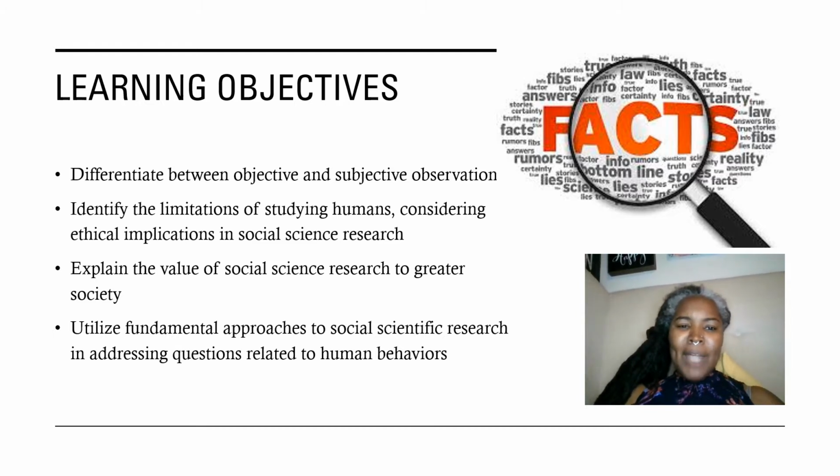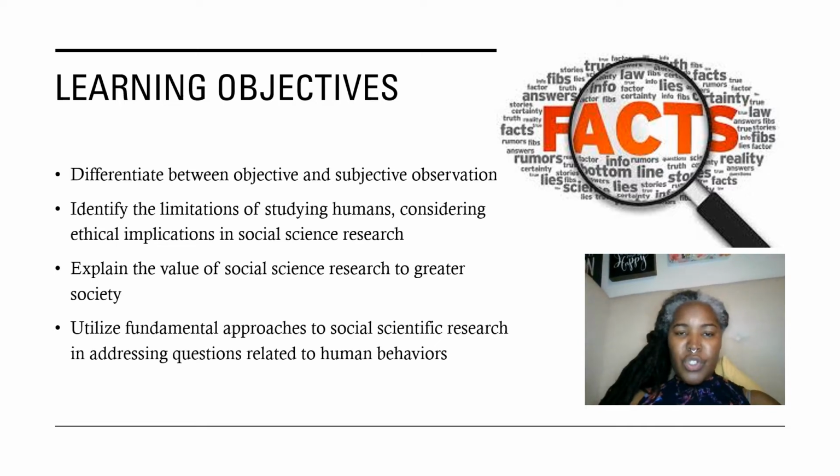Second, you should be able to identify the limitations of studying humans considering ethical implications in social science research. That's a mouthful. Basically, you should understand that social scientists have to adhere to certain ethical guidelines. So they have their own morals or code of ethics that they have to follow when they're conducting research studies. And that places parameters around what you can and cannot study or how you can go about asking and answering questions. Third, explain the value of social science research to greater society.